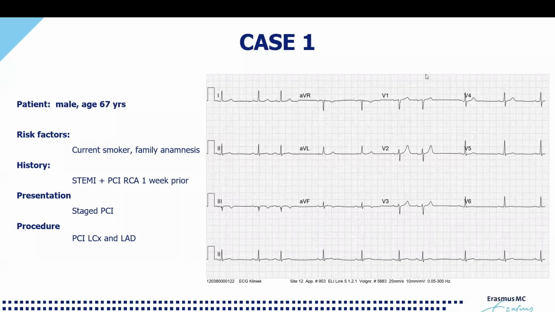Now here we have a first case, that was an earlier case. We have a male patient, 67 years old. His risk factors were current smoker and positive family anamnesis. His history was he had a STEMI and a PCI of the right coronary artery 1 week prior to when he came for this case, and at that time they decided to do a staged PCI. The RCA was done, and the procedure now is that we deal with the circumflex and the LAD.